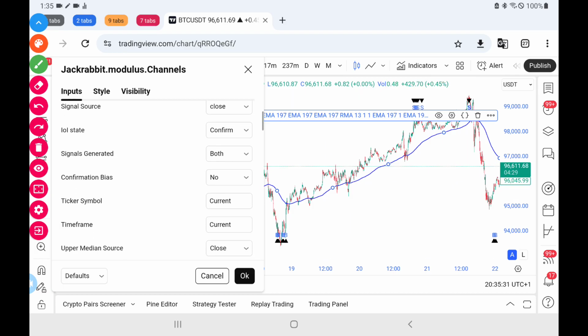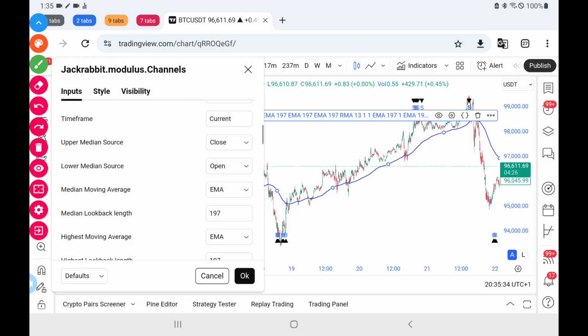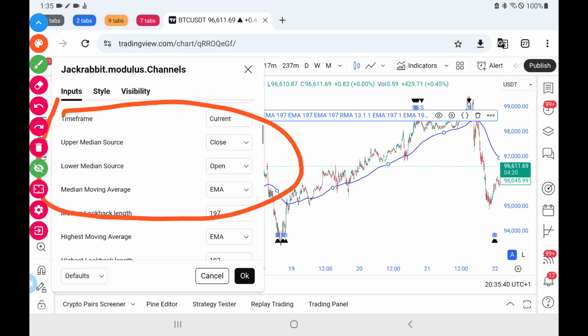Going through the channel's settings, we can see that the median has an upper source, a lower source, and a moving average. For the median, in this case, I'm using the closing price and the opening price of every single candle as a part of creating that process. But that can be changed to use high and low as well, or the closing price only. For example, Bollinger Bands uses only the closing price to create its median.